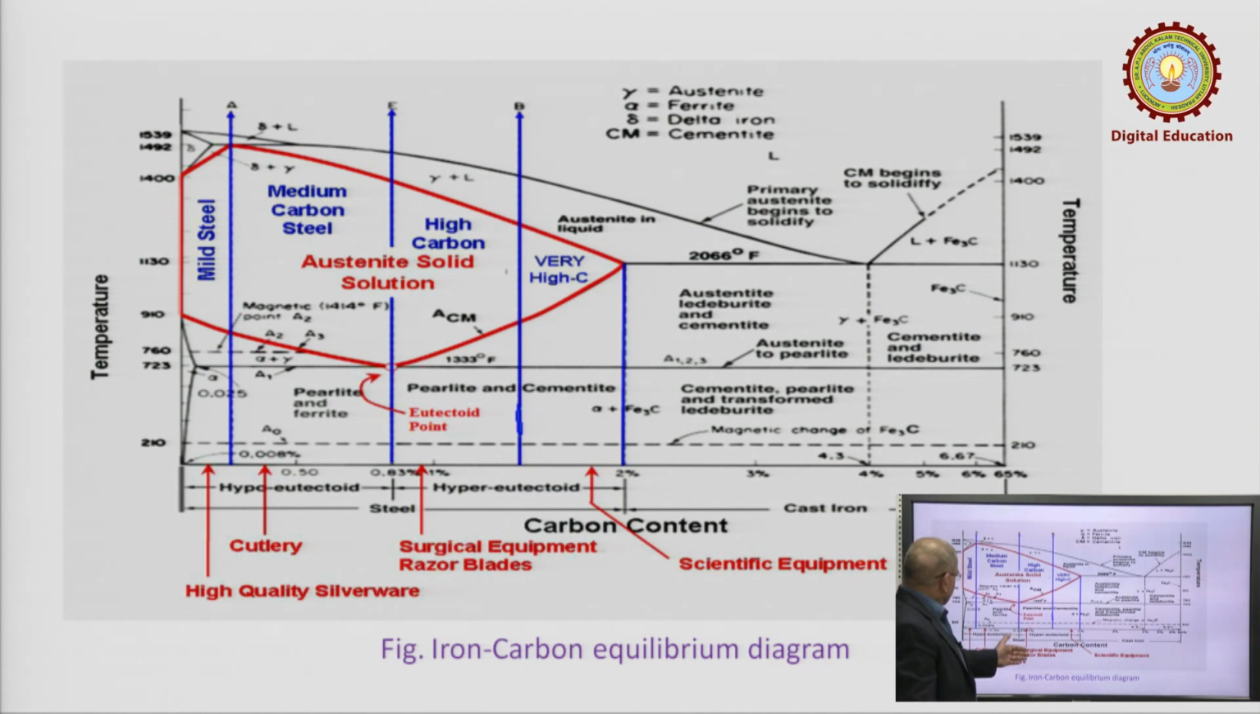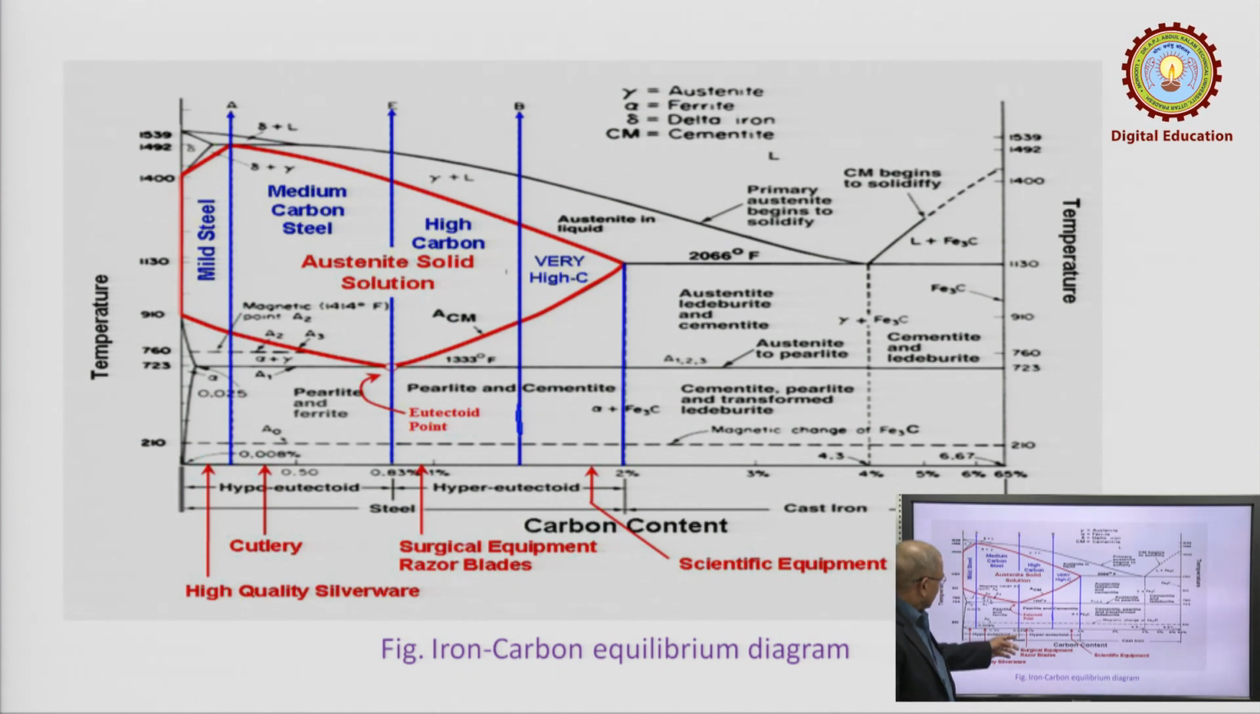Another piece of information: up to this region of carbon percentage, the equipment manufactured from this steel is used for high quality silverware. Slightly increasing the carbon percentage, the equipment manufactured is used for cutlery. Beyond that, the equipment is used for surgical equipment like razor blades.